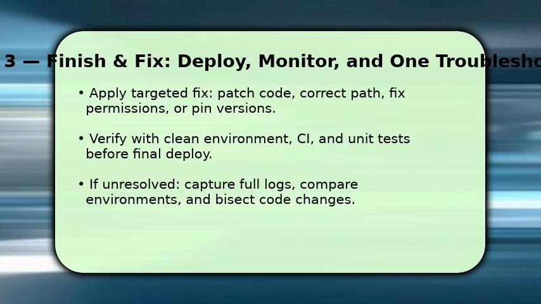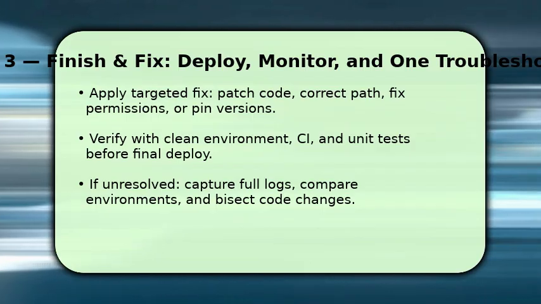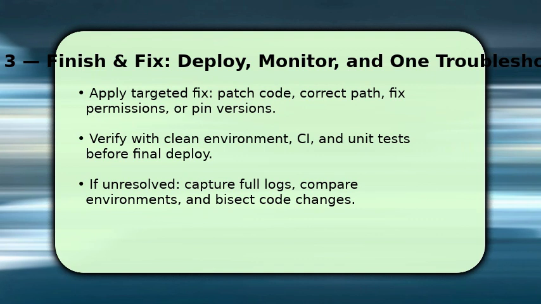If the failure persists, use binary search or git bisect on commits and collect full logs from both working and failing systems to compare. One key troubleshooting tip: replicating the exact environment often reveals subtle differences that cause exit 1.